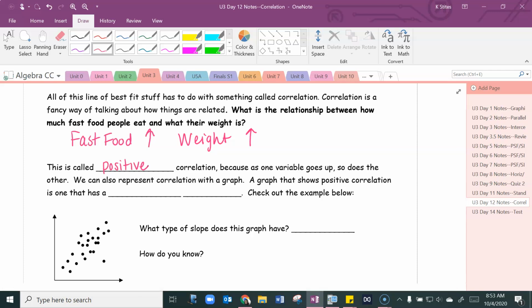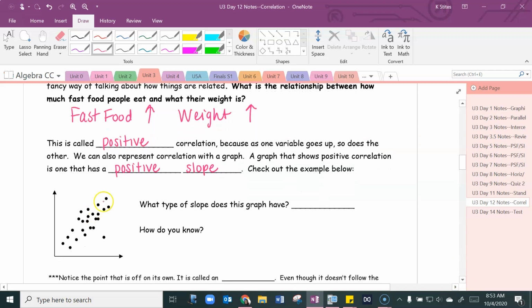We can also represent positive correlation with a graph. A graph that shows positive correlation is actually one that just has a positive slope. So if we look at this example below, we see these dots here. They are going in an upward trend. So we would say we have a positive slope. And again, how do we know? Well, they're going uphill.